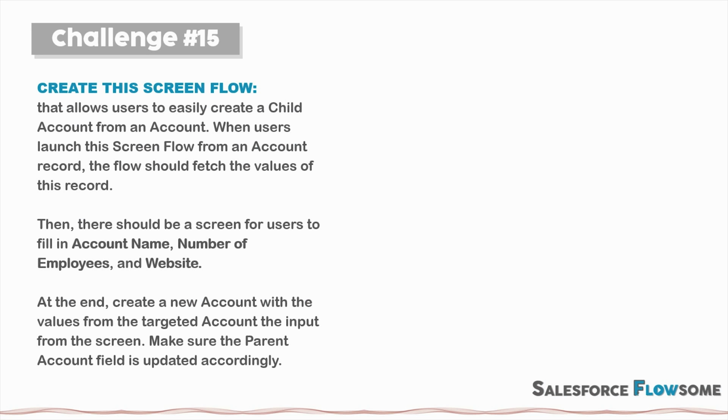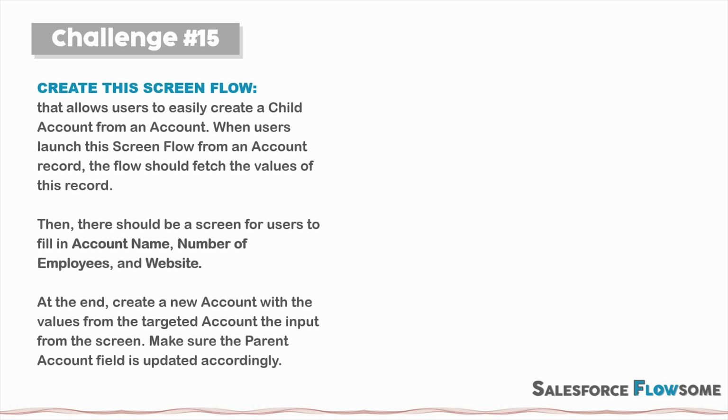The challenge 15 is asking you to create a screen flow that allows user to easily create a child account from a target account. When the user launches the screen flow from that account record, the flow should fetch the values from that record. Then there should be a screen for users to fill in the account name, number of employees, and website. At the end, the flow should create a new account with the values from the target account and the input from the screen. Also, make sure the parent account field is updated accordingly.